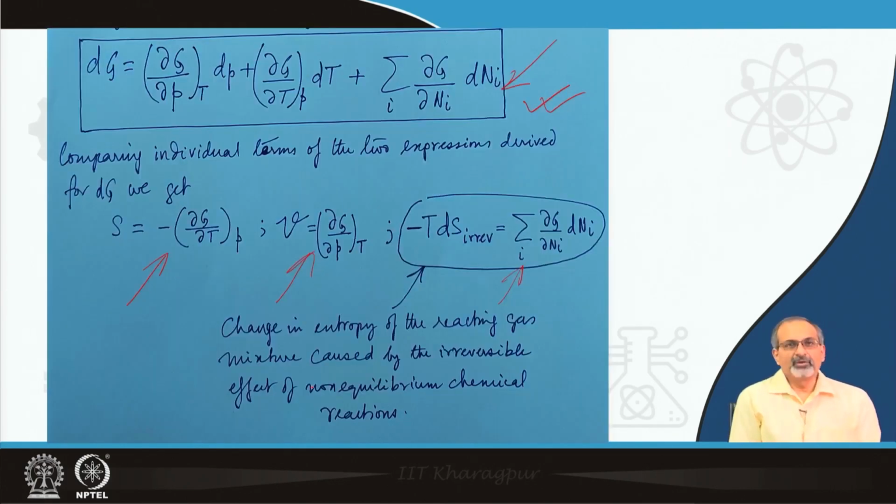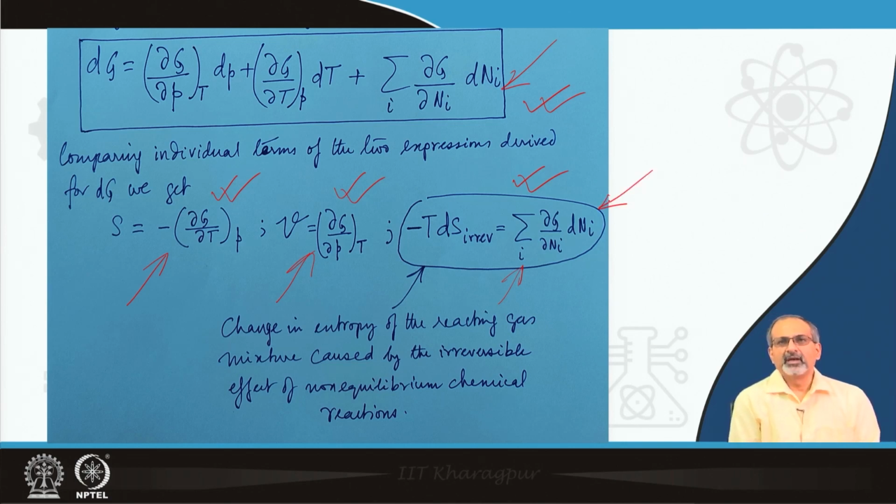And therefore, you will find that this is how, in terms of the comparison, we infer the equality of the corresponding terms in the expression for dG. So, the change in entropy of the reacting gas mixture caused by the irreversible effect of non-equilibrium chemical reactions is what is contributed from this very important term over here.